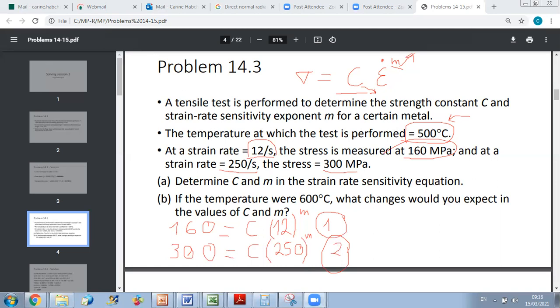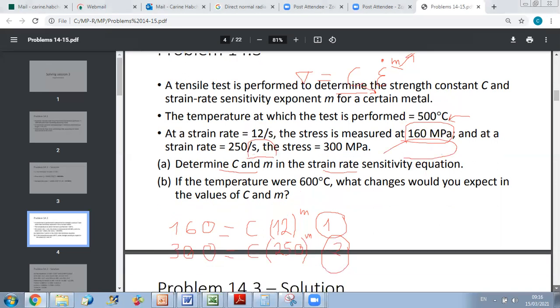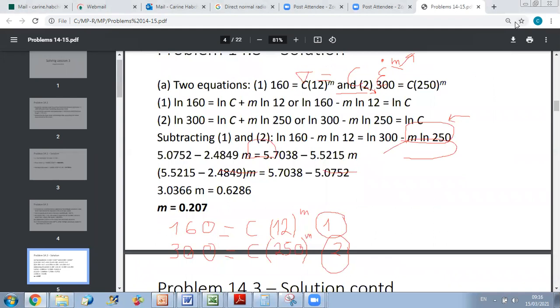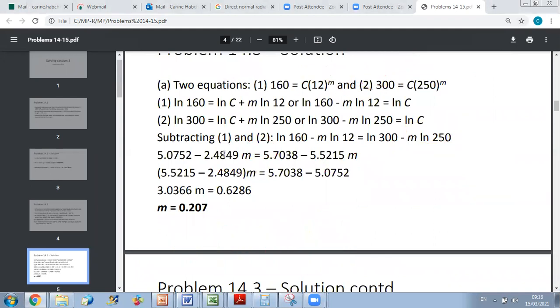So here I will show you how they perform the calculation. So here first they wrote the two equations. You have several methods to solve for the system. One method is to linearize the system by doing ln for the two equations. And then you will get two equations with two unknowns, M and C. So first they got M.